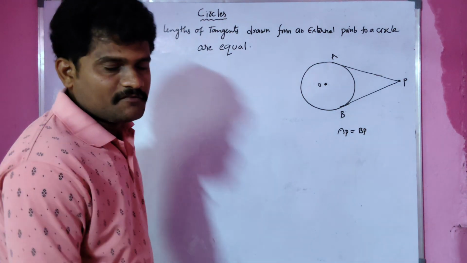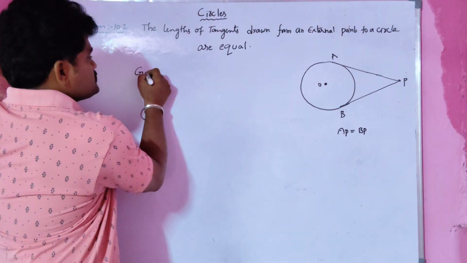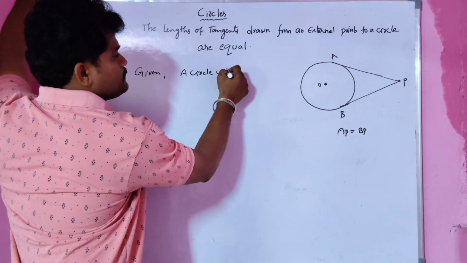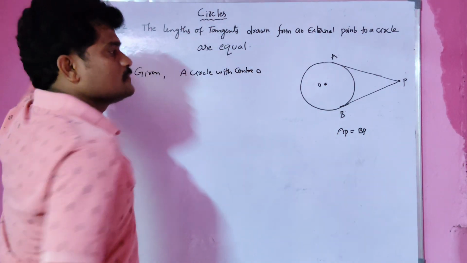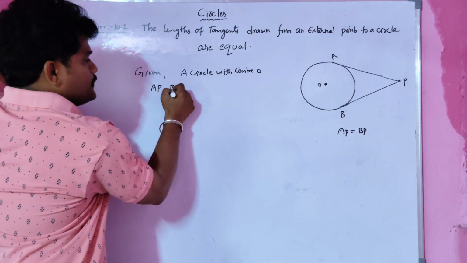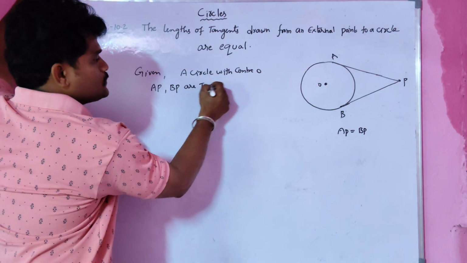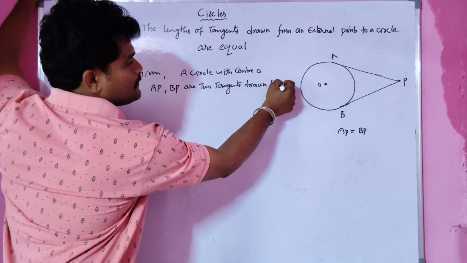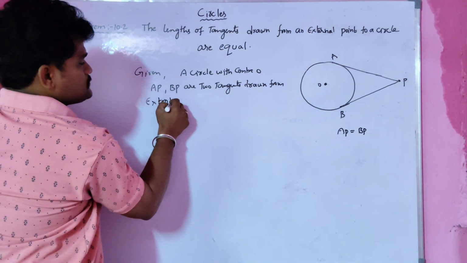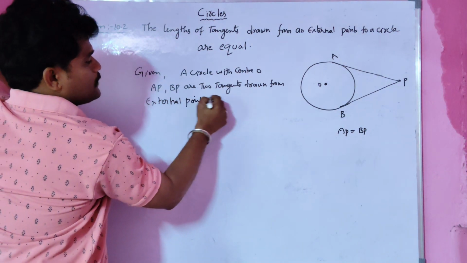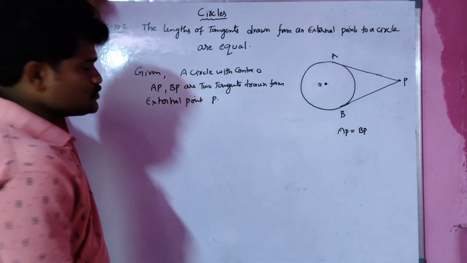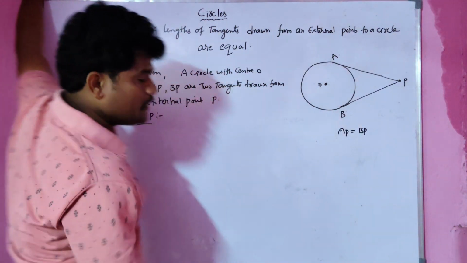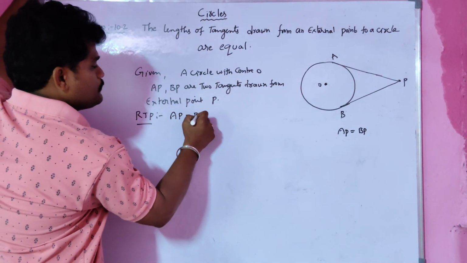So for that I'll just start with the given information. It is given that we consider a circle with center O, AP and PB are two tangents drawn from external point P. So we need to prove, RTP: AP is equal to BP.